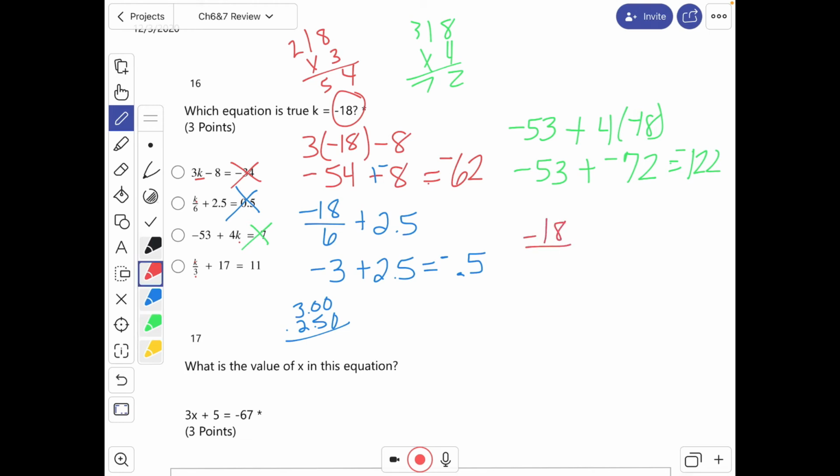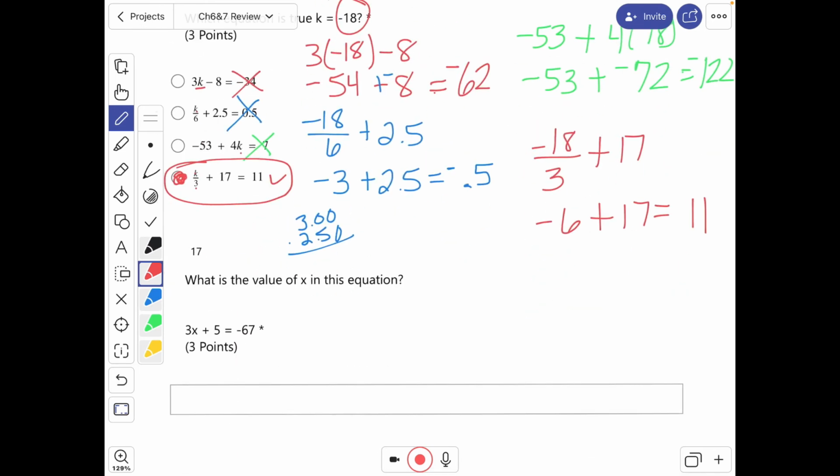And the last one would be negative 18 over 3 plus 17. Well, negative 18 divided by 3 would make negative 6 plus 17. Different signs, so we're going to subtract. 17 minus 6 makes 11, and we take the sign of the larger, so it's positive 11, which is what they got. This is my answer choice.